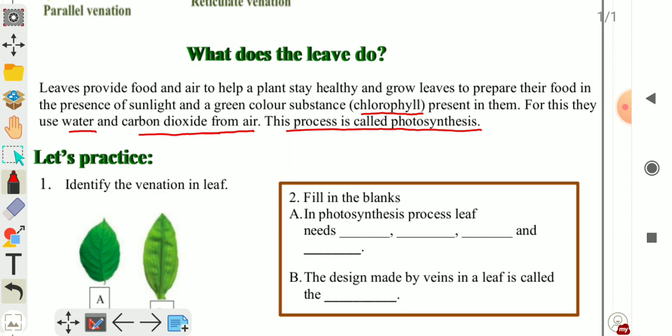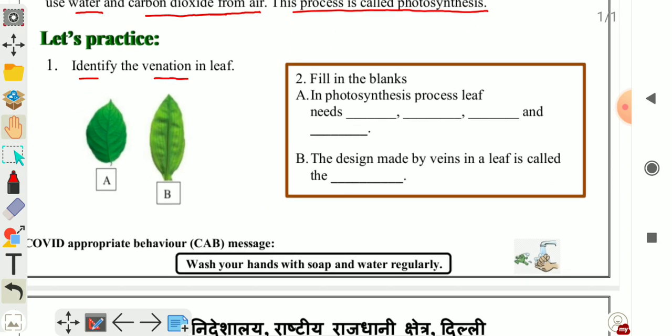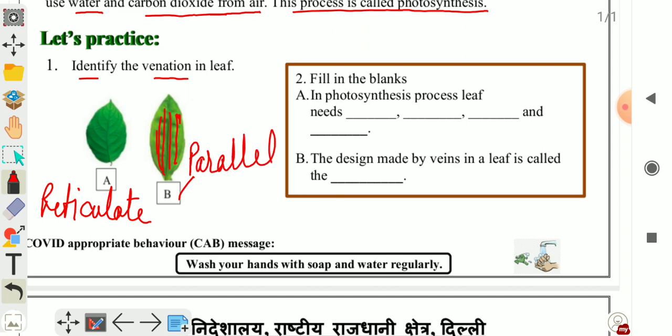Let's practice. Identify the venation of given leaves. You have to identify the venation in A and B. In A, venation is reticulate. So reticulate venation. In B it is like this, parallel venation. So you have to write parallel venation.